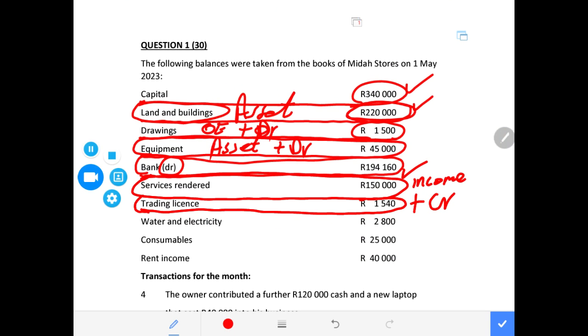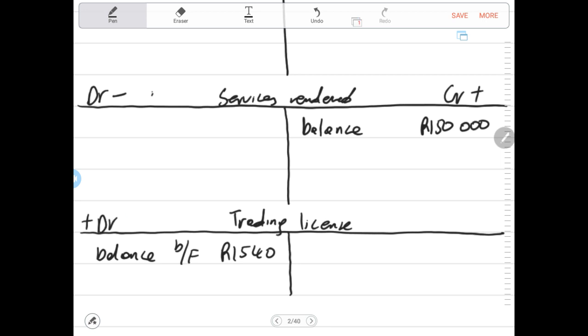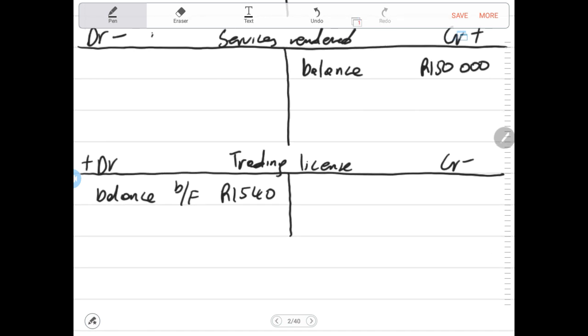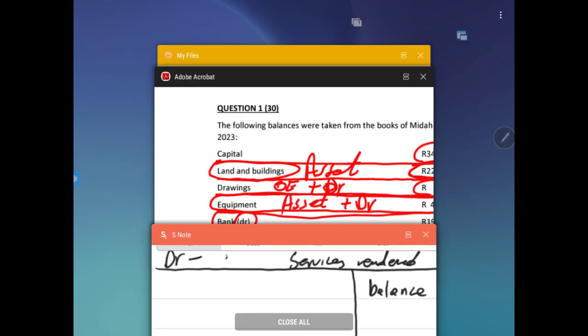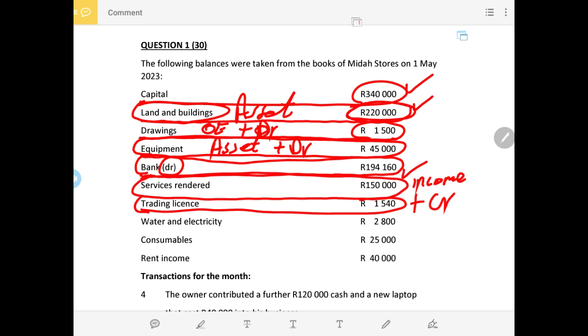That will be 1,540. This is the balance of the trading license, balance brought forward. Again, this is an expense increasing on the debit side, decreasing on the credit side. As I mentioned, just to repeat, we are recording balances on the side the account is increasing.